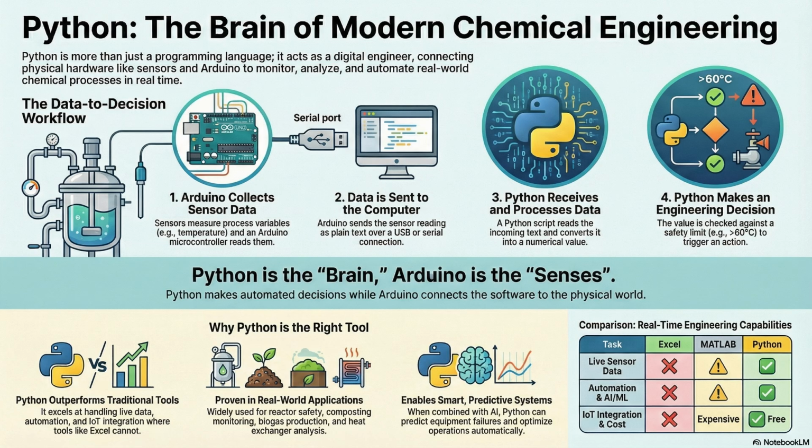Okay, let's start with the why. Let's call this first segment Python, the digital engineer. I mean, we have tools like Excel and MATLAB. They already exist. So why is Python the undisputed champion when a process goes live? It really just comes down to its real-time capability and its architectural fitness for the job.